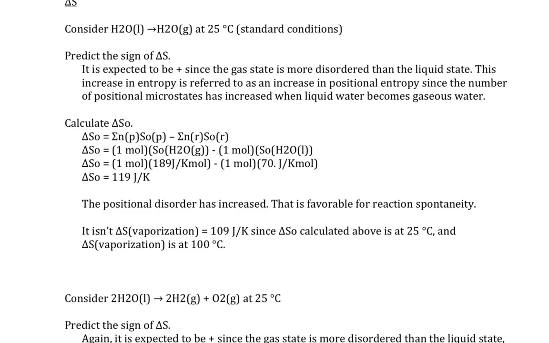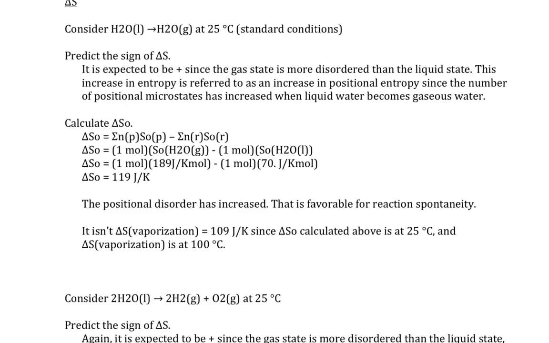So we would use that equation, the sum over the moles of the products times their value. For gaseous water, we have 1 mole of it. So in our delta S naught equation, we have 1 mole times the entropy of gaseous water that we find in the tables, minus 1 mole times the entropy of the liquid water that we find in the tables. So our next line is delta S naught equals 1 mole times 189. The unit for S is joules per Kelvin mole. And then we do minus 1 mole times 70 joules per Kelvin mole.